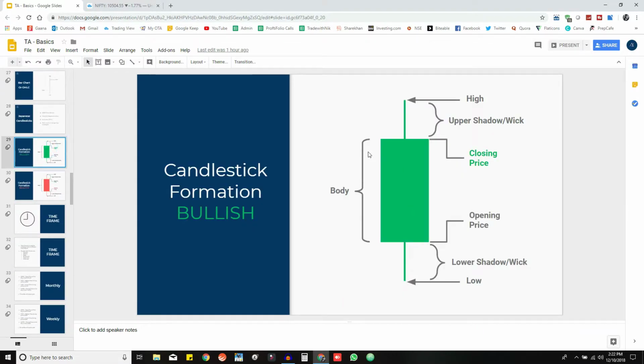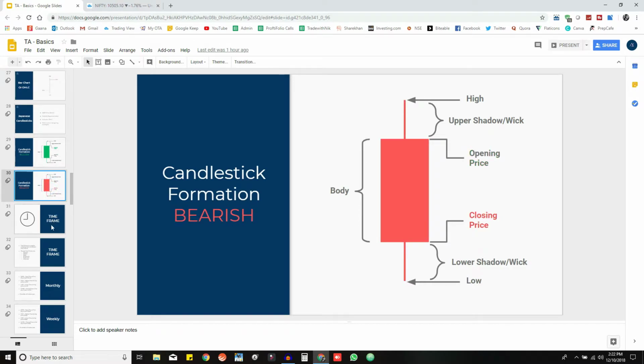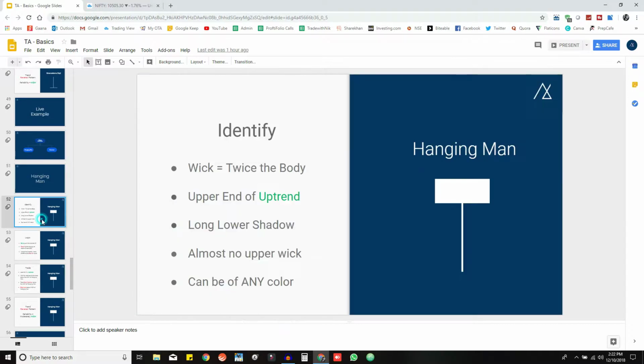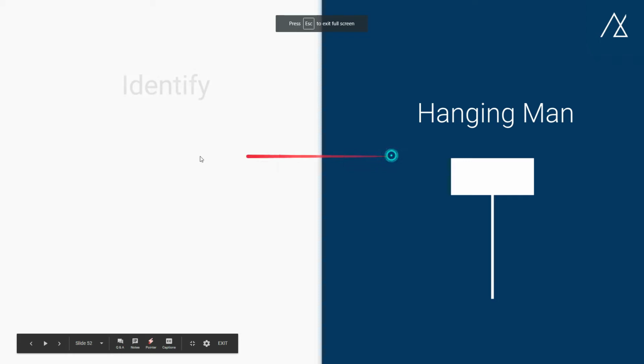If you don't know this, you can quickly check out the formation of candlestick video. The link will pop up here. And this is the body, the difference between open and close, as I mentioned, and the upper shadow, also known as the upper wick, and the lower shadow or lower wick. In the case of bearish and bullish, the thing will be the same. So let's continue with our session.